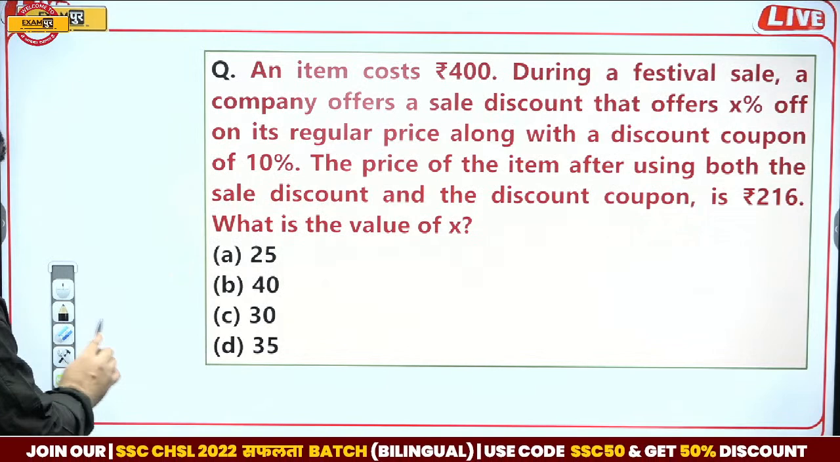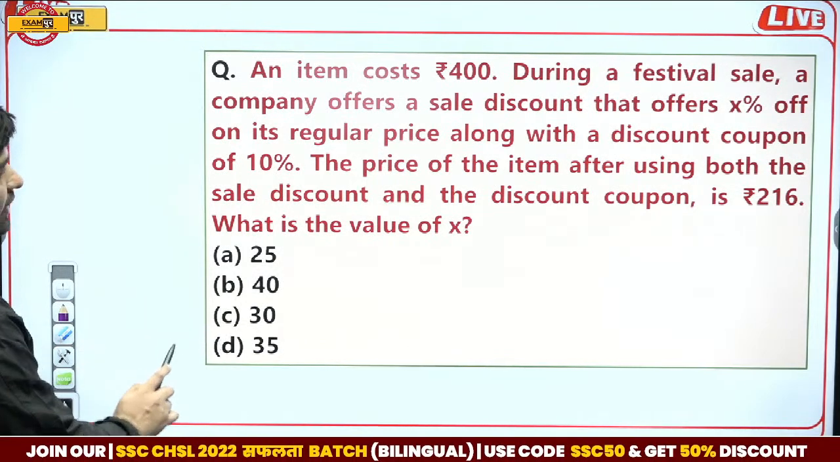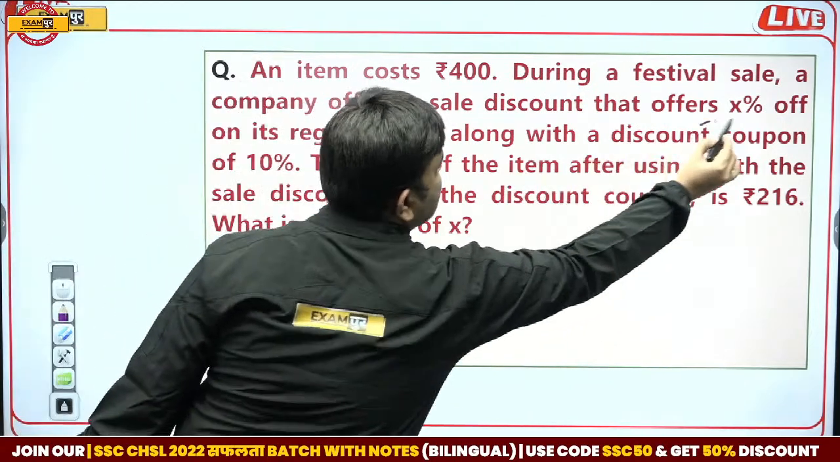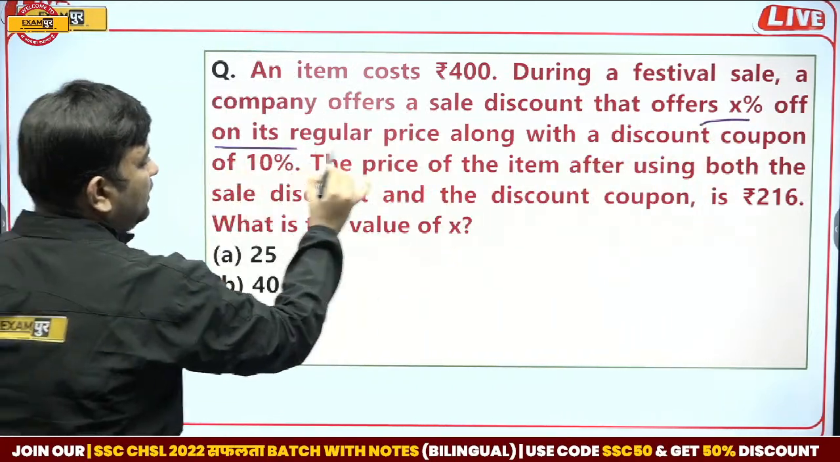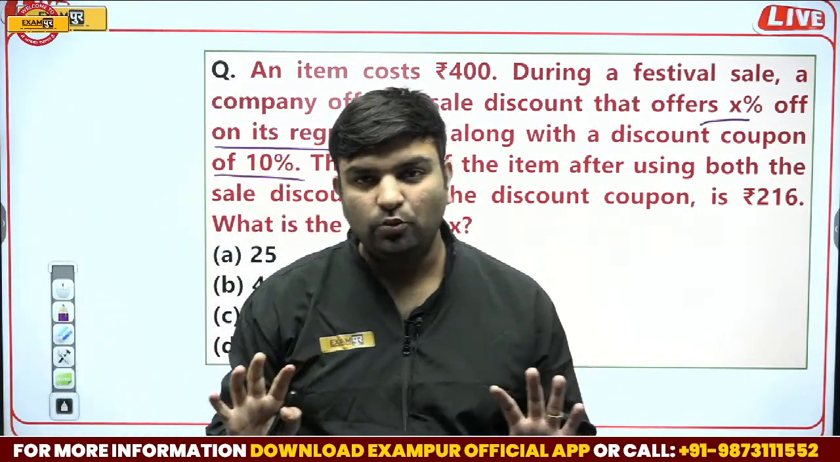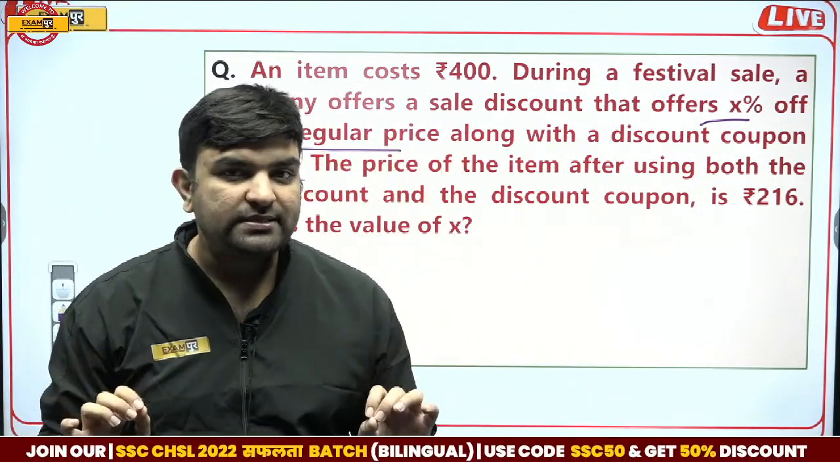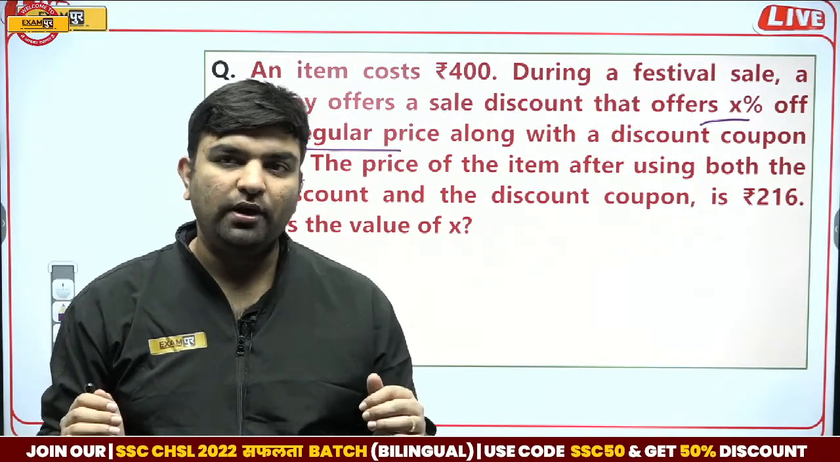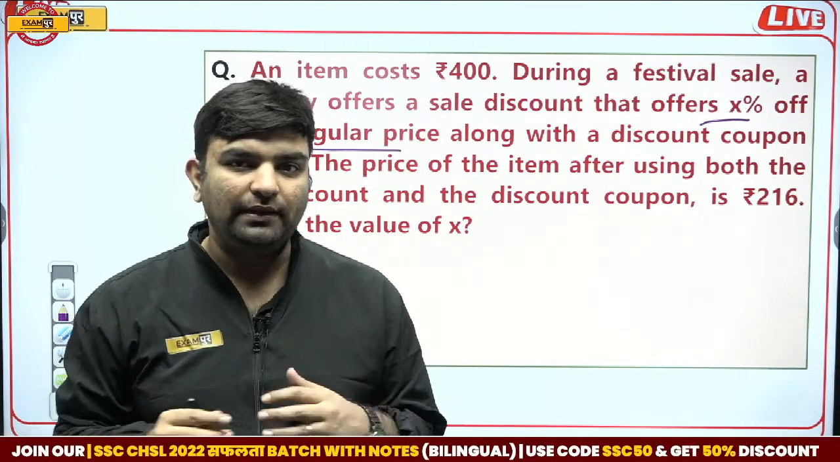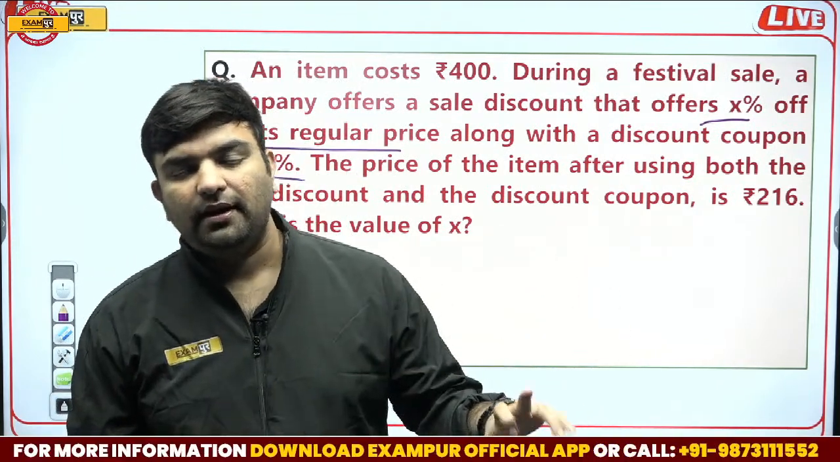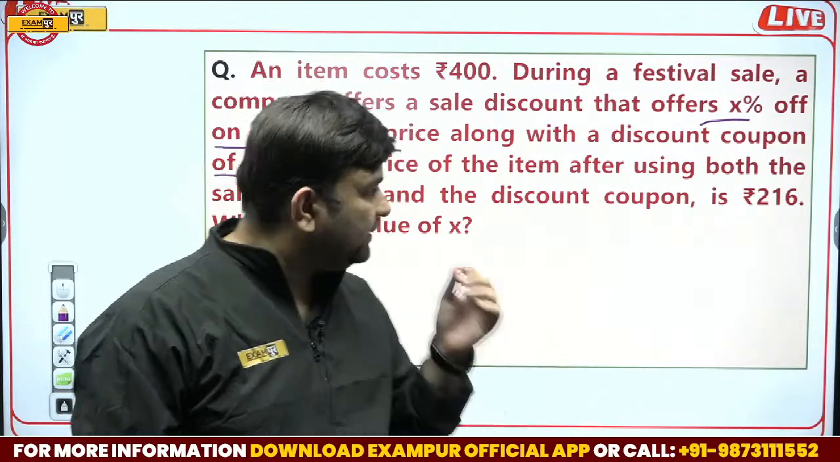An item costs 400. During a festival season, a company offers a sale discount of X% and an additional discount of 10%. Two successive discounts. Among discounts, order is not important. Order is not important means what you offer initially and what you offer later does not make any difference. I can offer 10 first and X second.